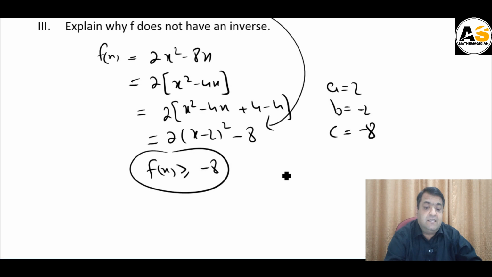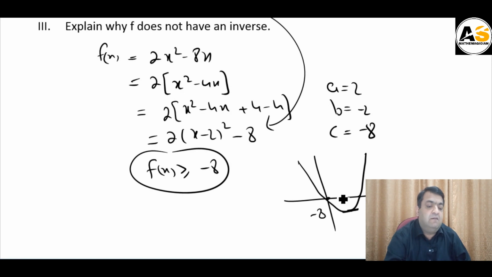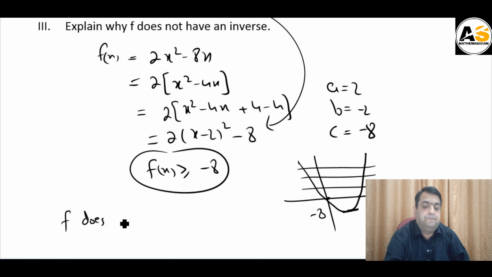Now again, for this function the coefficient of x square is positive. It has two roots, 0 and 4. So these are the two roots. Since the x square coefficient is positive, it will open up. This is its minimum value, which is minus 8. And any horizontal line that intersects a graph twice means it is not 1-1. So f does not have an inverse, because it is not 1-1.